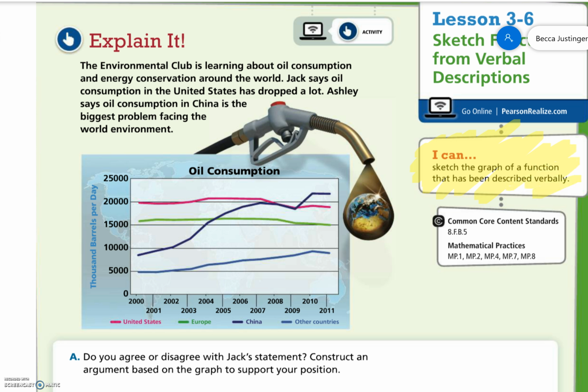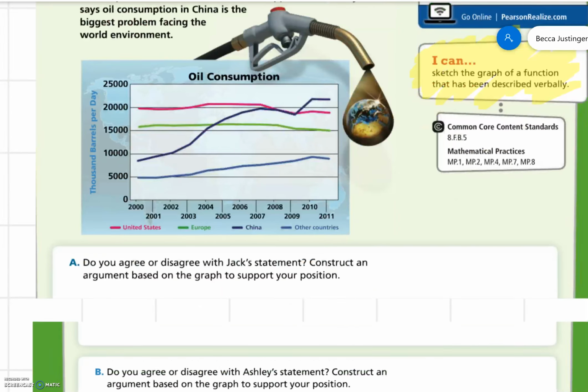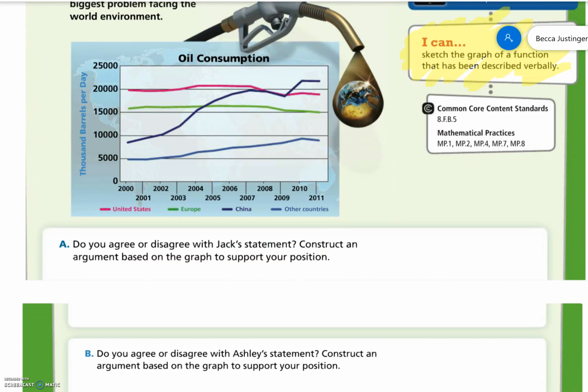Let's explain it. The Environmental Club is learning about oil consumption and energy conservation around the world. Jack says oil consumption in the United States has dropped a lot. Ashley says oil consumption in China is the biggest problem facing the world environment. Do you agree with Jack's statement? Construct an argument based on the graph to support your position. So I want you to say if you agree or disagree and say why.